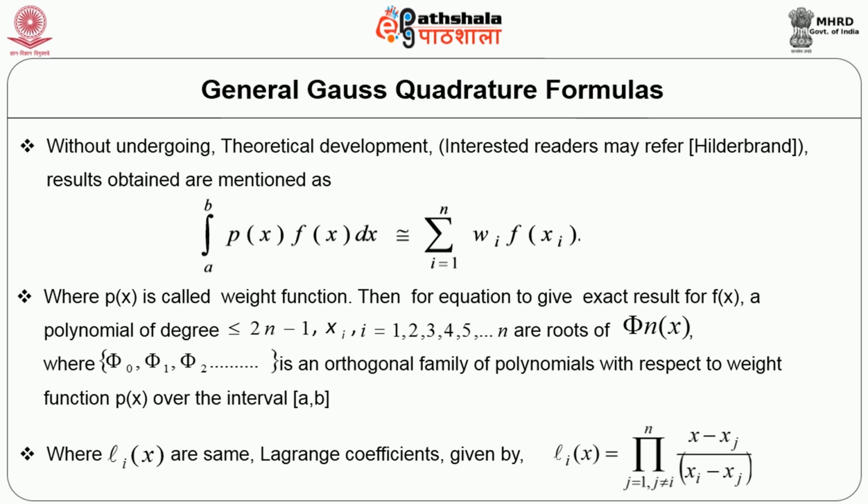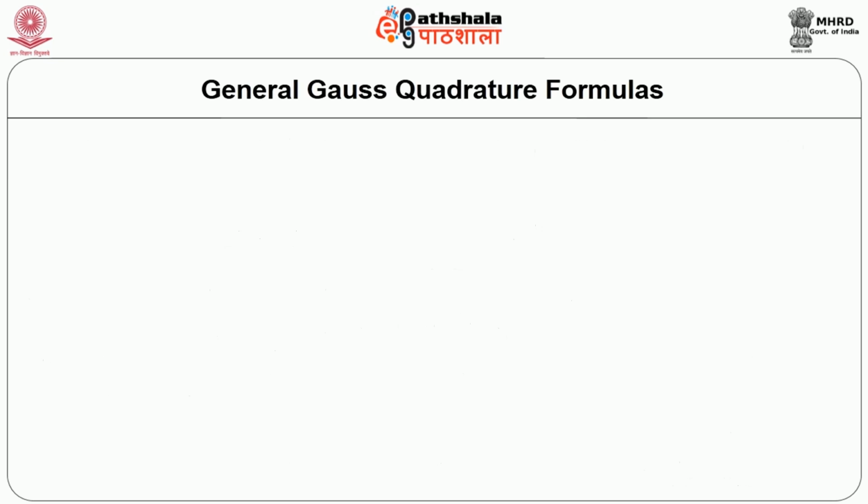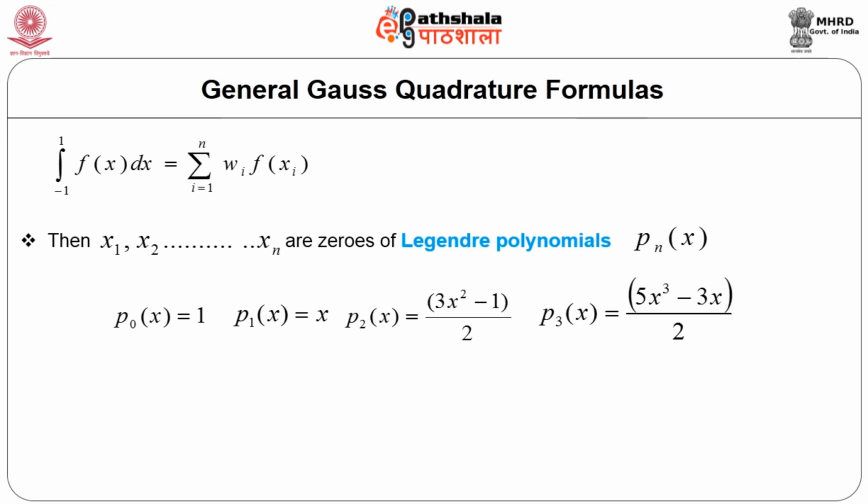All these books contain good theoretical development about the Gauss Quadrature formulas. So, it begins from the discussion of orthogonal polynomials and goes up to Gauss Quadrature formulas. Now, let us just cite a few Gauss Quadrature formulas.